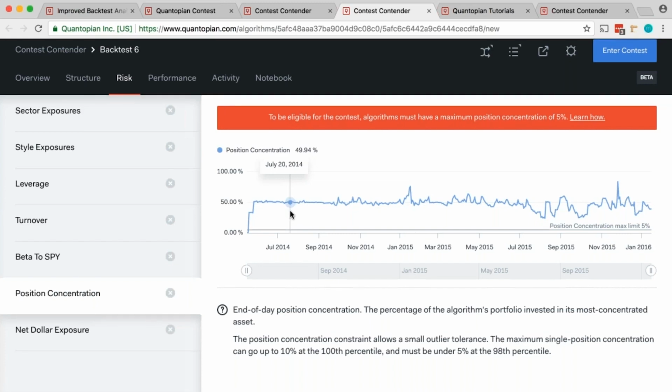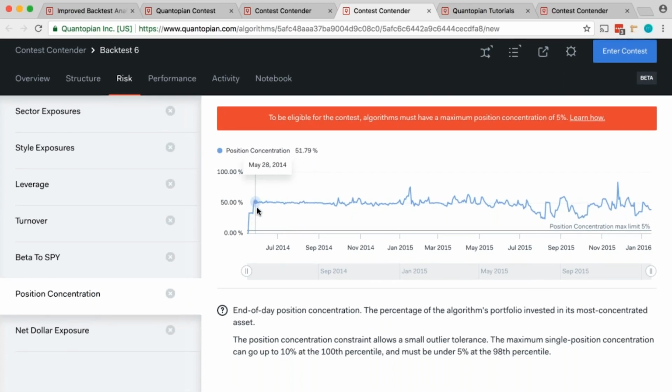And as we can see, my algorithm right now has a pretty high position concentration, because I think it goes all the way up to around 76% in a single name, which is 84% in fact in 2015, which is way higher than we would like. So that is far, far above the contest limit of 5%, and is something that I want to bring down.